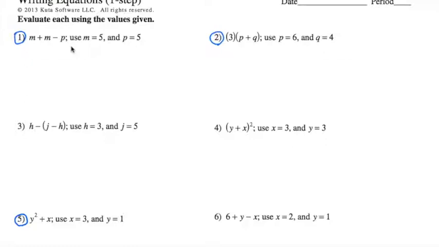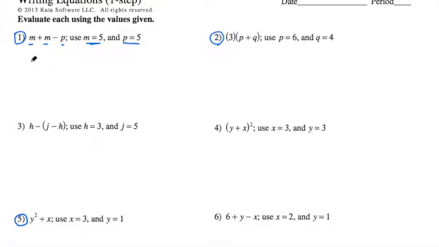In this lesson, we're going to be looking at expressions and substituting values in for different variables in expressions. Okay, so the first expression here we see is m plus m minus p. So the letter m appears twice, and so we're going to take the value that they gave us for m, we're going to plug it into both instances of m. They also said p is 5, so we're going to plug 5 in for p wherever we see it.